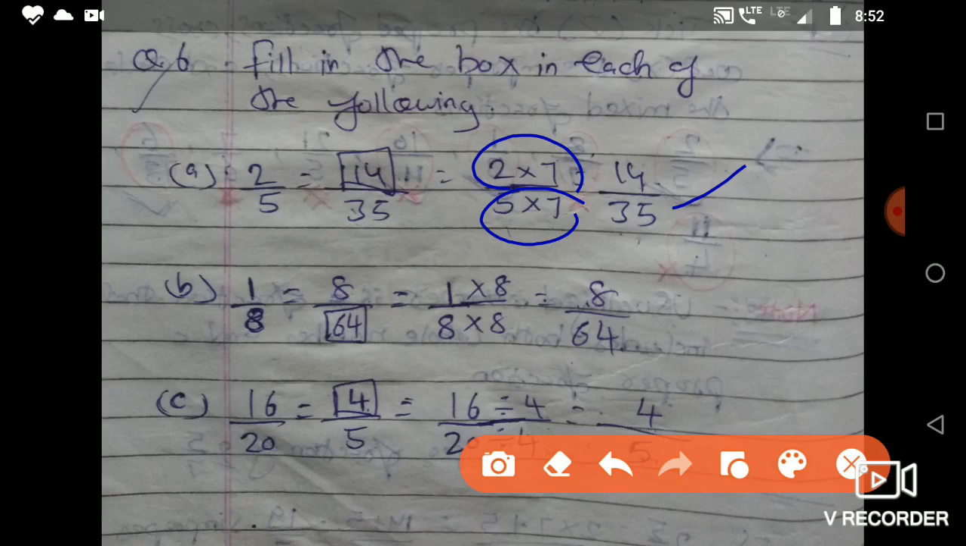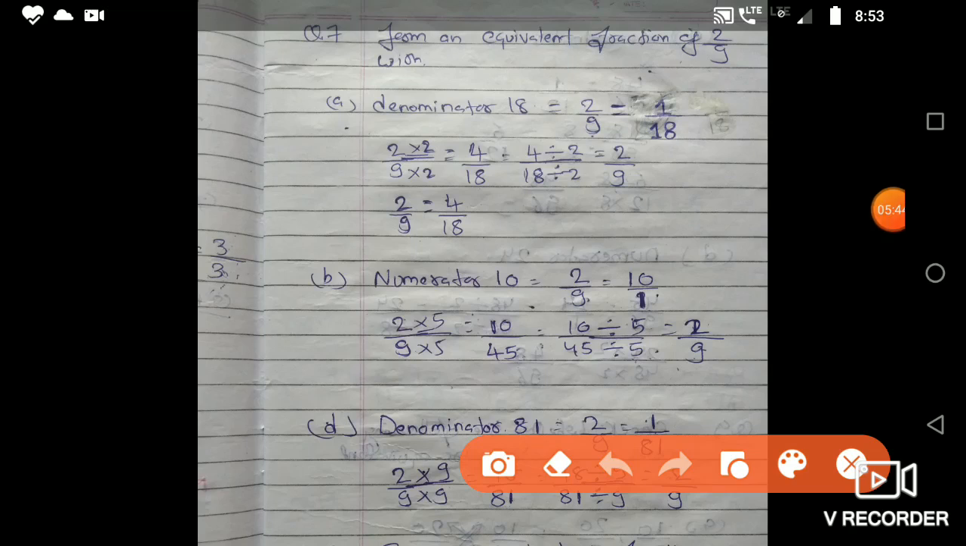Next question, 1 upon 8 equals 8 upon box. That means this box is empty. Here we find the empty box. 1 upon 8. Which number are we going to multiply to get 64? 8 8s are 64. If you multiply the denominator by 8, then we follow the same rule and multiply the numerator by 8. So our answer is 8 by 64. This is our answer.